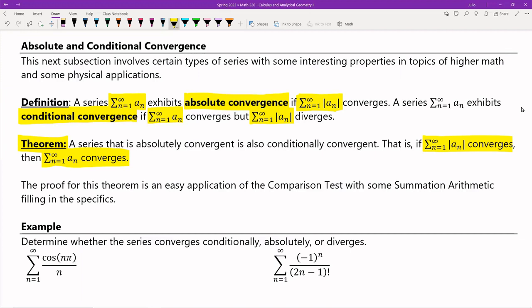Altogether, if you think about it this way, let me put it down here. If you have 2 things, if you have the a sub n, just a sub n, and then you have the a sub n bar, as in the absolute value, then you're always going to have at least this relationship.